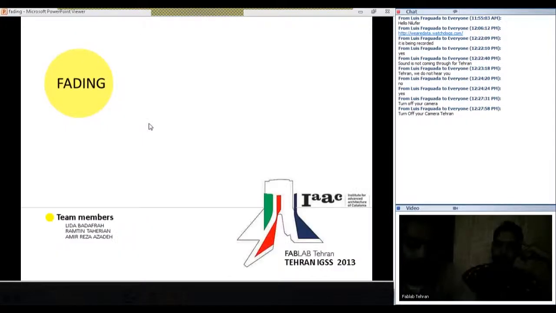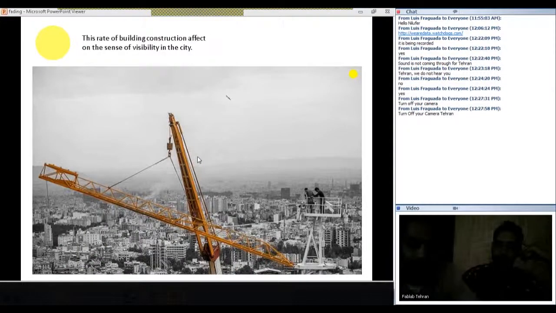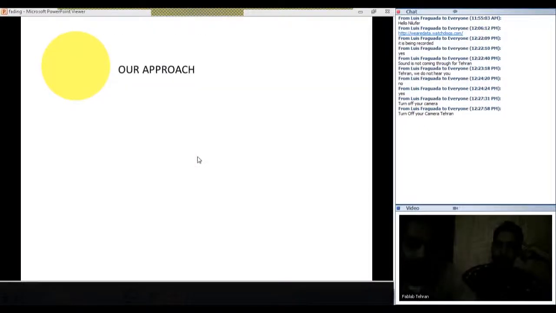Well, our project is called Fading, and I'm going to start. Tehran's population is increasing incredibly fast, and this matter is making Tehran more and more dense every day. And this is some information that you already know. I'm not going to bore you with it. But one of the main factors that we are going to work on about the city is that this rate of building construction affects the sense of visibility in the city.